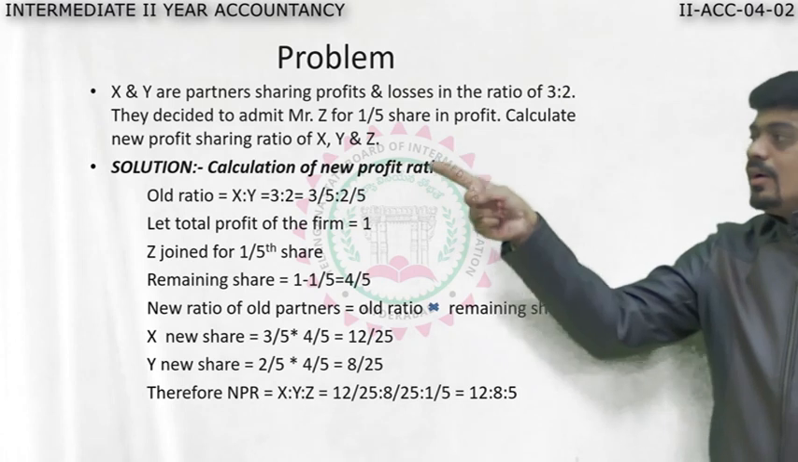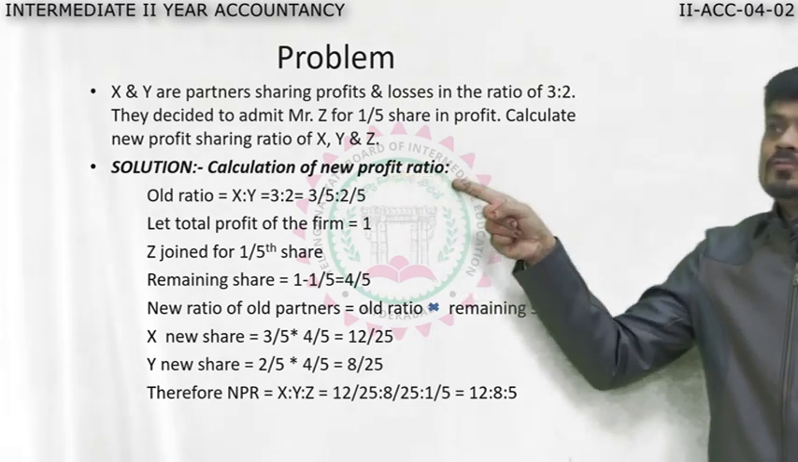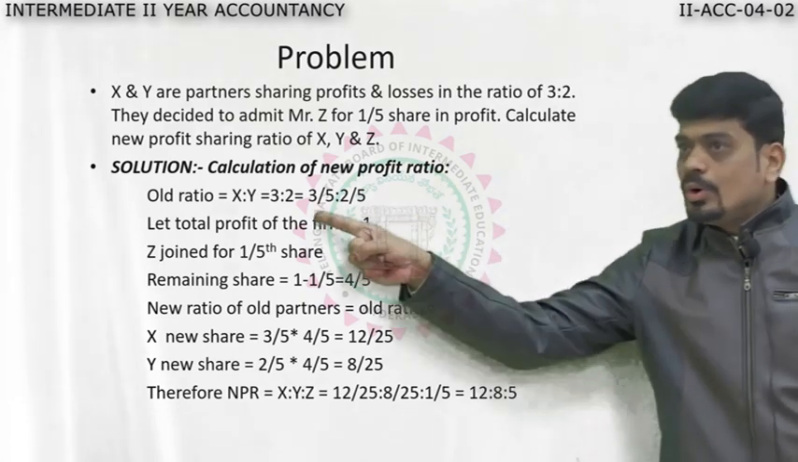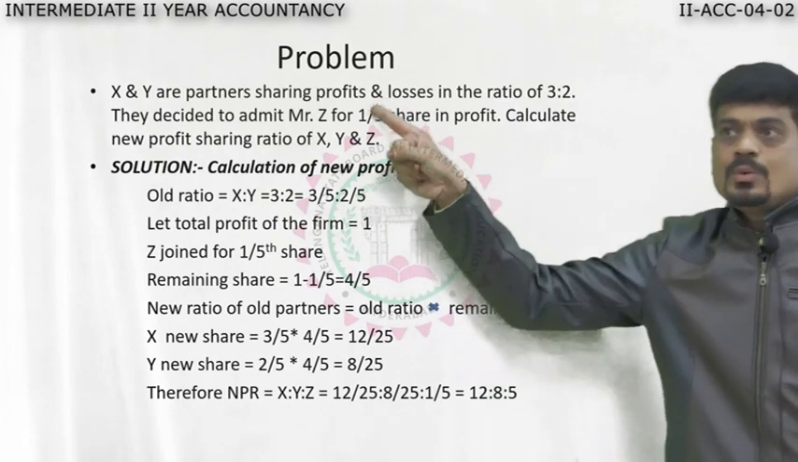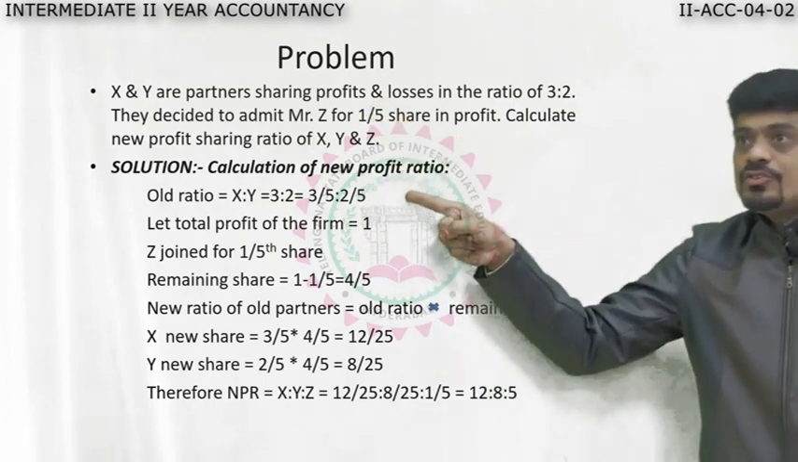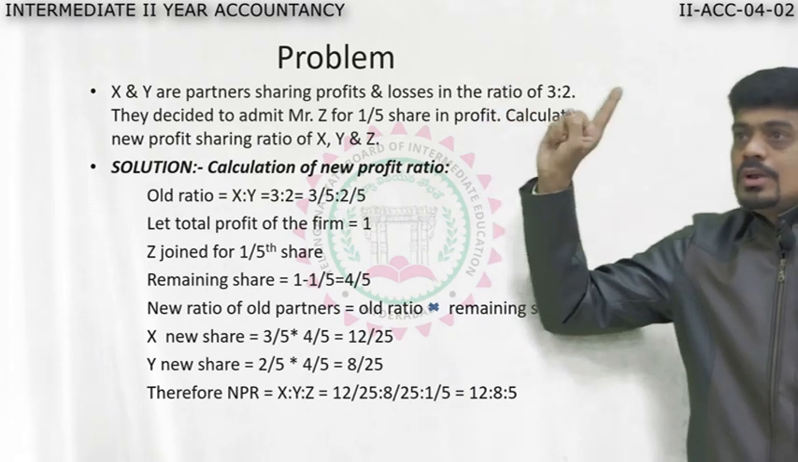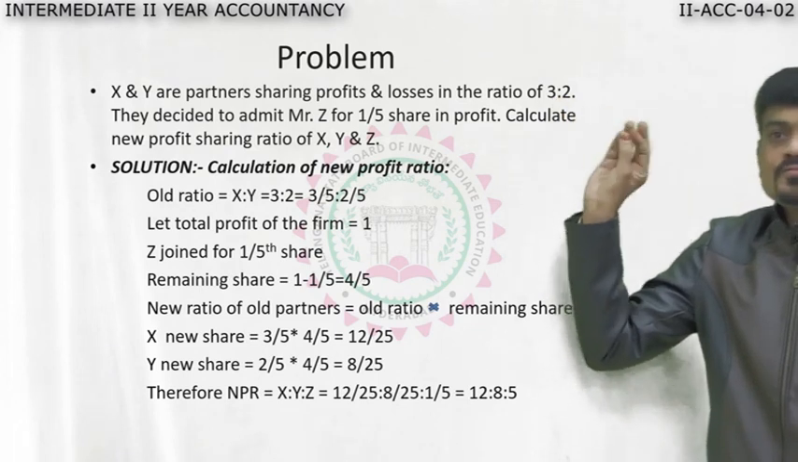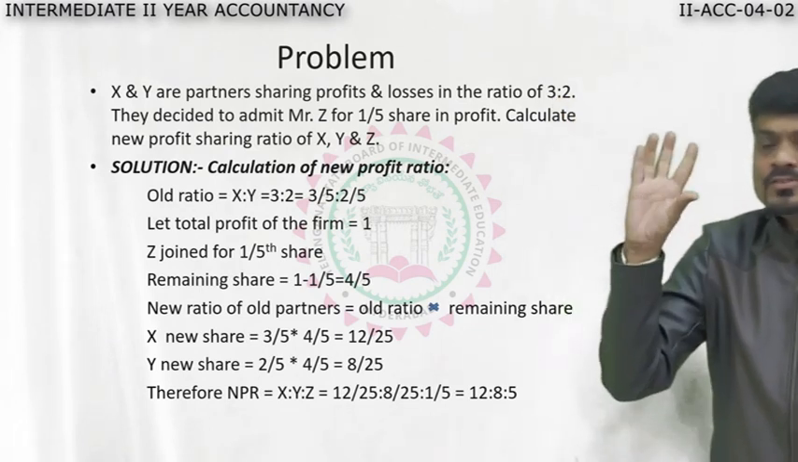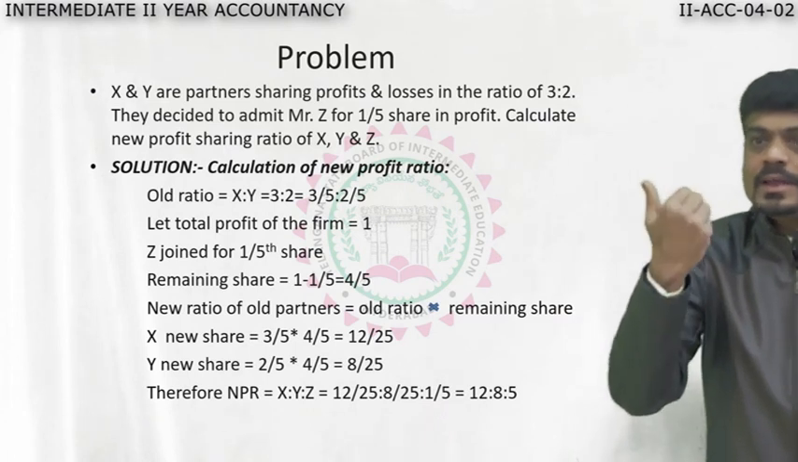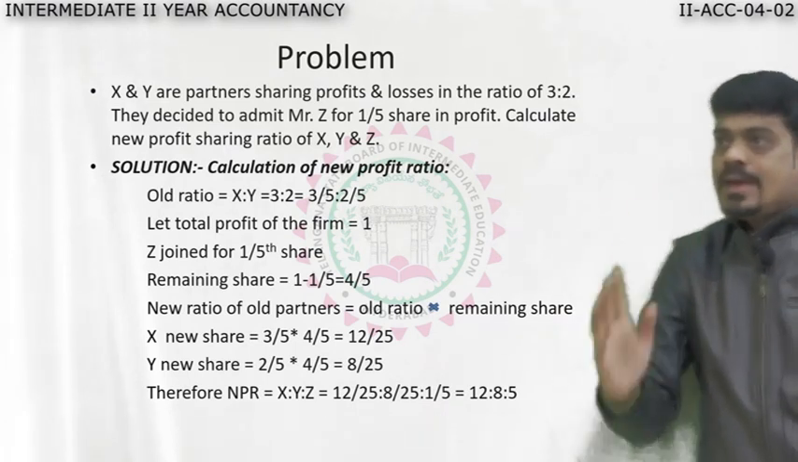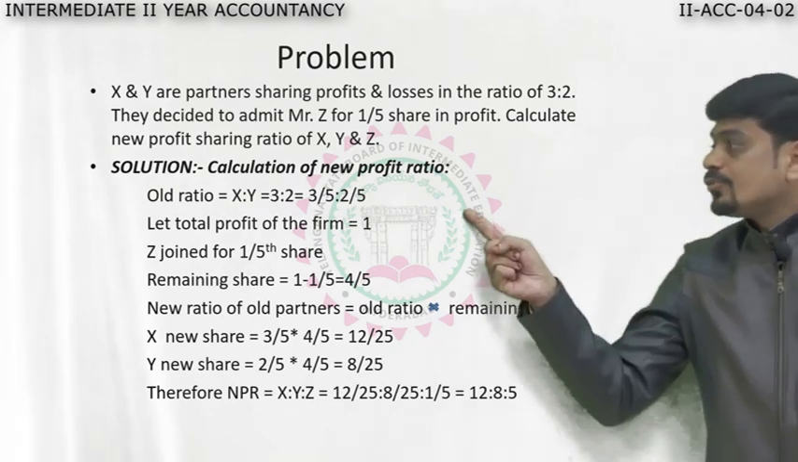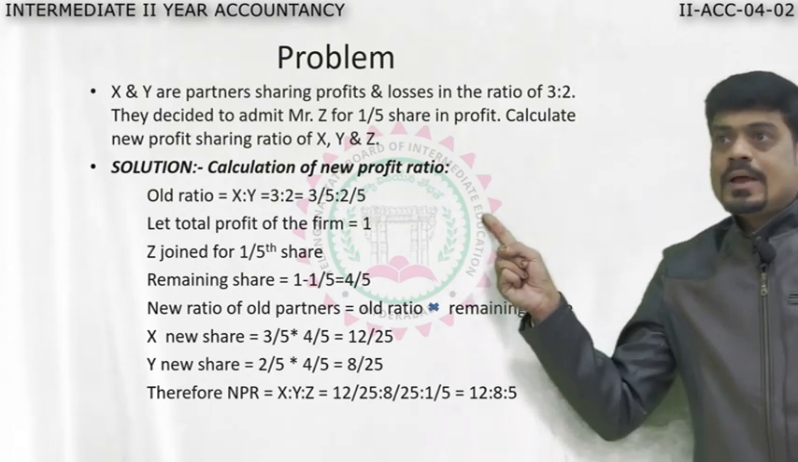Now see, I wrote the solution and calculation of new profit sharing ratio. Step 1, as I taught you there, I wrote old ratio. Who are old partners? X and Y. 3:2 I wrote. Now see here, 3:2 means total. How to get total? 3 plus 2, 5. Means if there are 5 parts in the total, 3 parts are taken by X and 2 parts are taken by Y. That is the concept. Proportions, you know, 6th class, 7th class you have studied. So 3:2 I wrote as 3 by 5, 2 by 5.